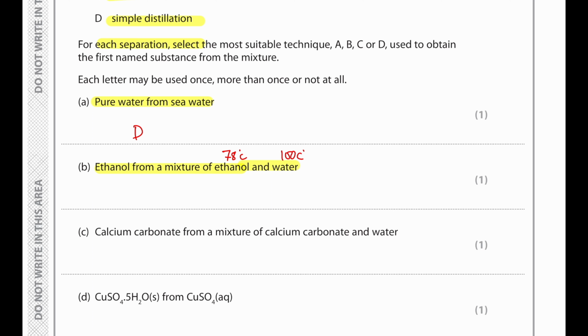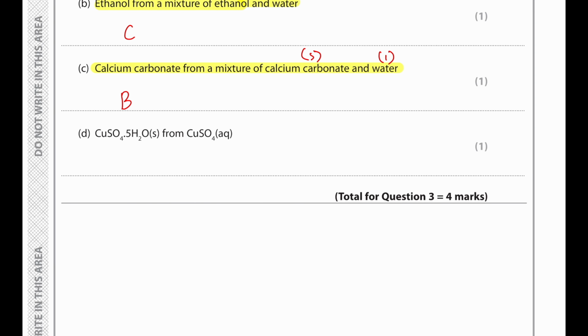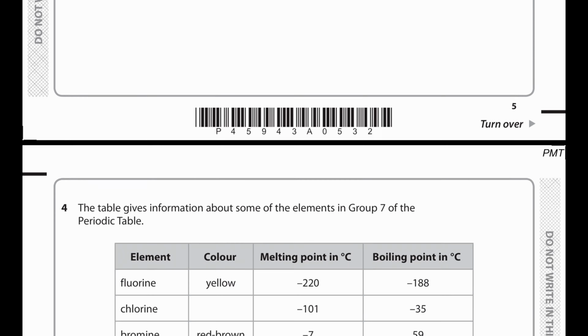So fractional distillation. Calcium carbonate from a mixture of calcium carbonate and water. Calcium carbonate is a solid and water is a liquid. So filtration will be the process. Hydrated copper sulfate from CuSO4 aqueous. Since we want to get hydrated copper sulfate, we'll have to do crystallization.